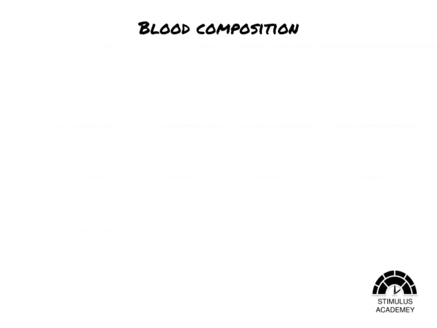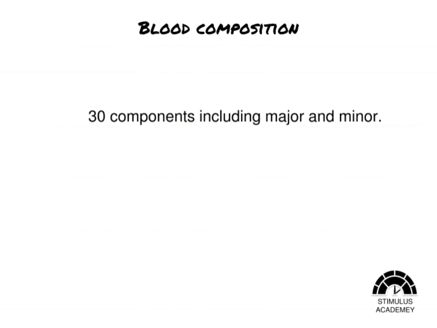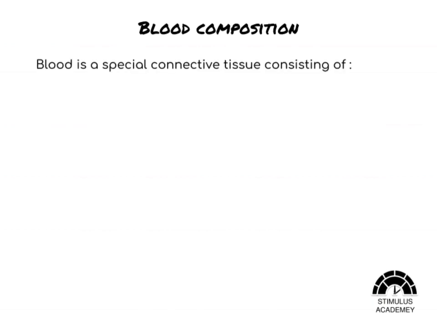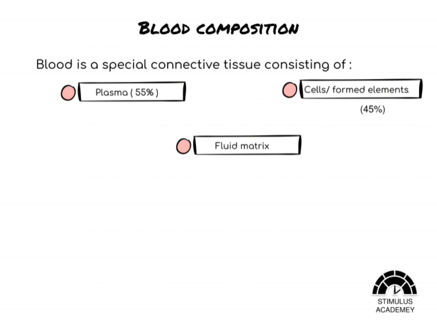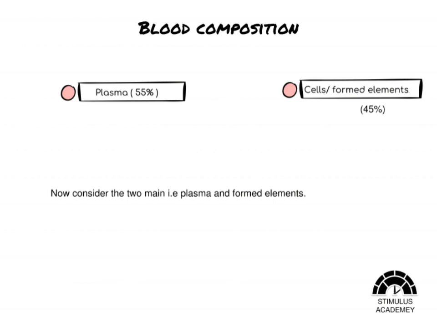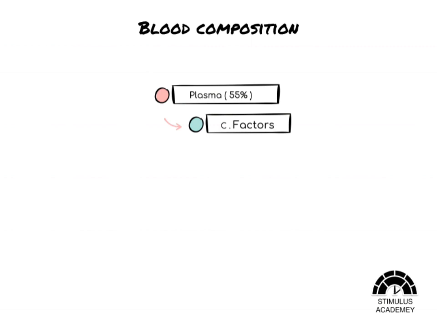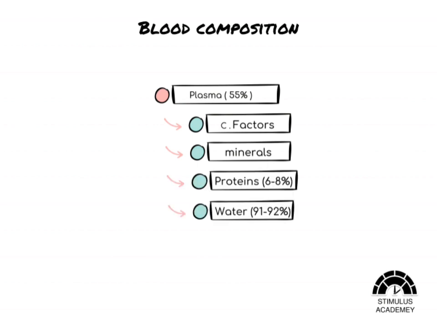Now, what is the composition of blood? It comprises more than 30 components, including major and minor. Blood is a special connective tissue consisting of plasma, cells or formed elements, and a fluid matrix. Now consider the two main components, that is plasma and formed elements. Plasma is composed of clotting factors, minerals, proteins, water, glucose, amino acids and lipids.